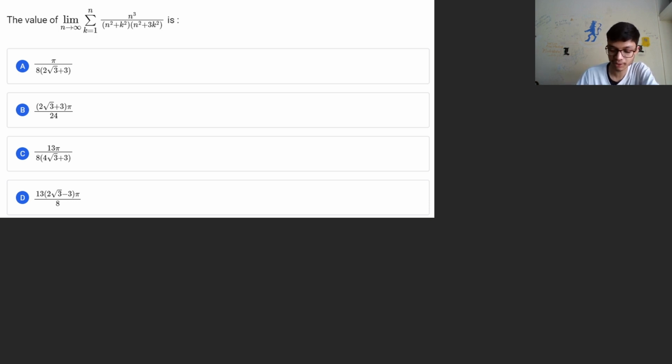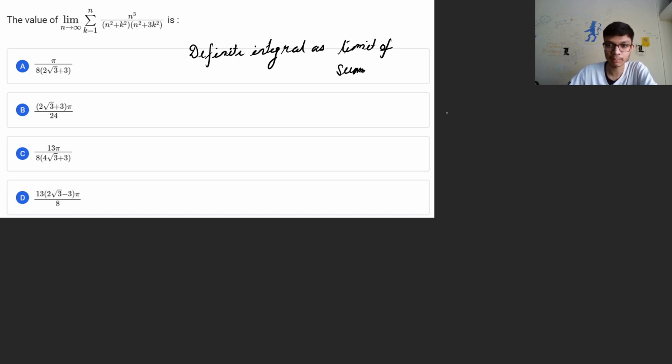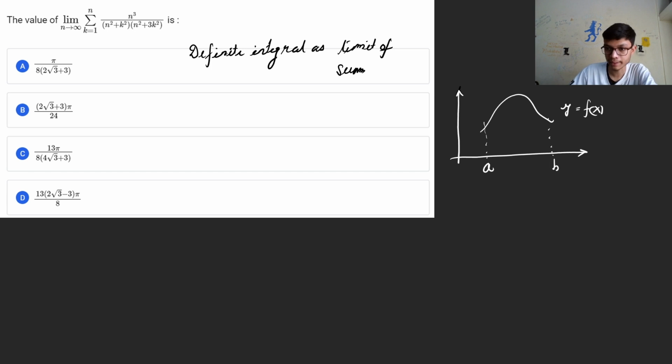These types of problems are actually clubbed under the category of definite integrals as a limit of sum. Let me write it as definite integrals as limit of sum. If you want to understand this question, here is a brief understanding: whenever you have a given curve that encloses some area, and this curve is y is equal to f of x, integrated between the limits a to b.